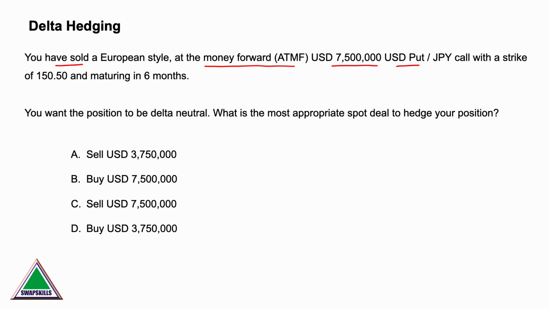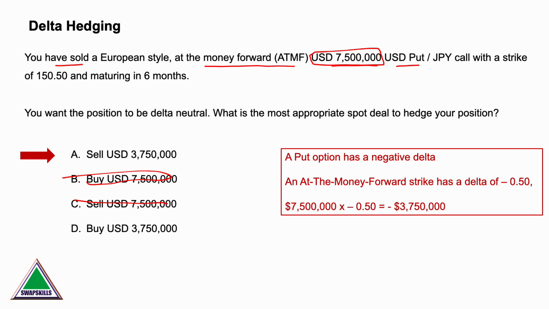Well, we know the overall deal is 7.5 million. So 50 delta would be half of that. So that would be 3,750,000. So it can't be answer B, and it can't be answer C. It's got to be A or D. Now, if you've sold the option, it's a negative delta number, minus 0.5. So the answer here would be go short dollars, sell $3,750,000, sell half of the notional amount.